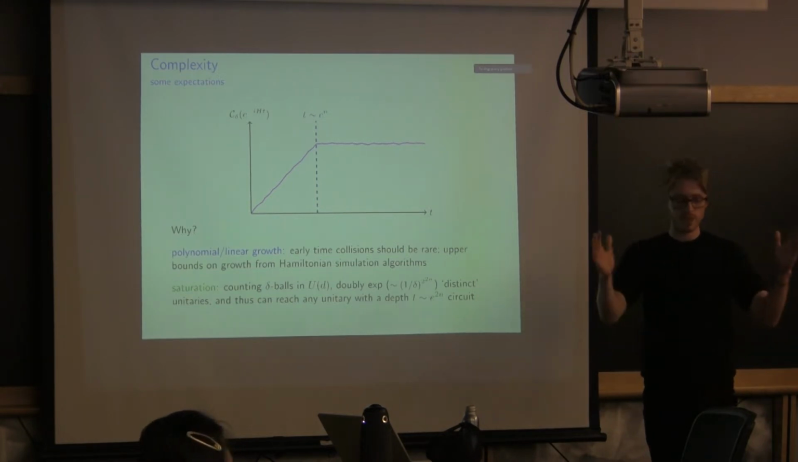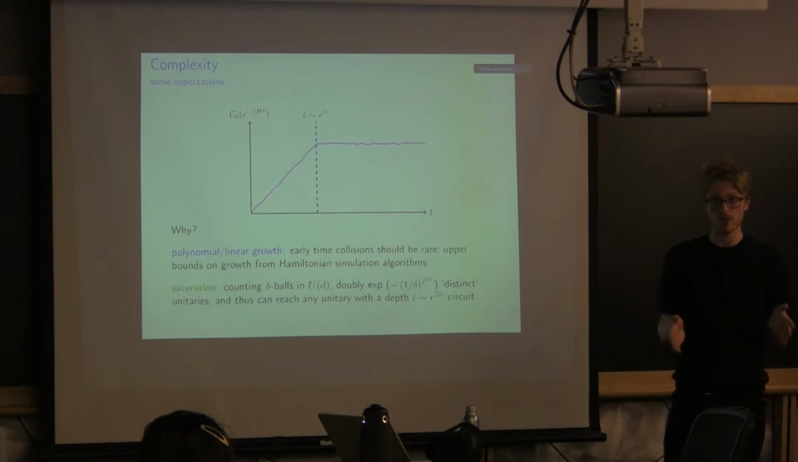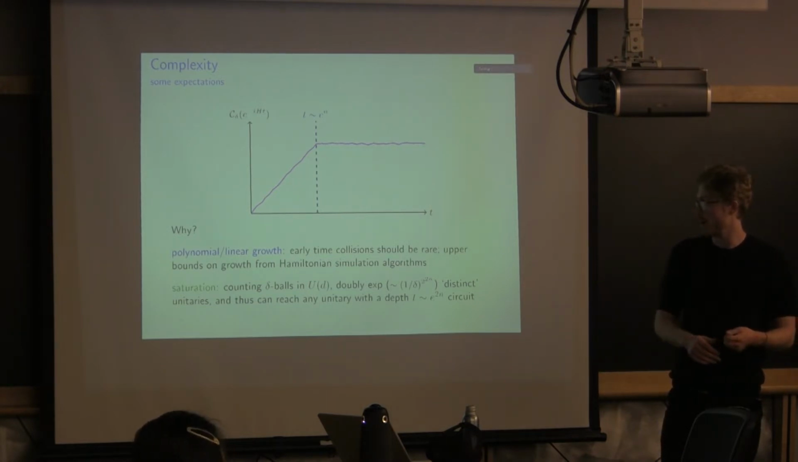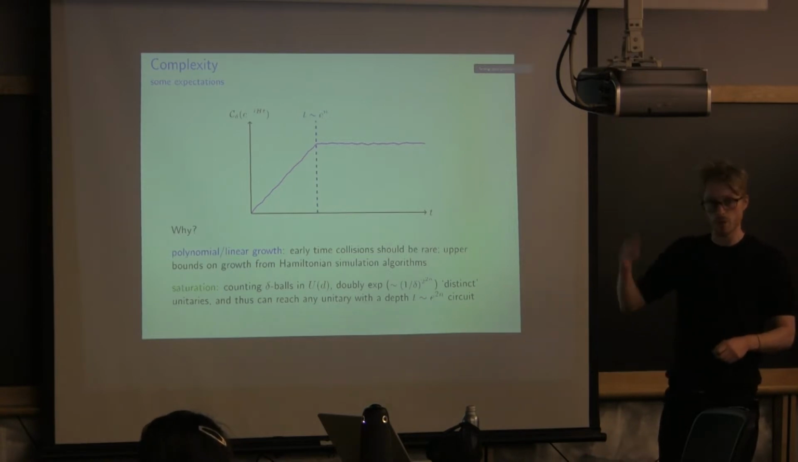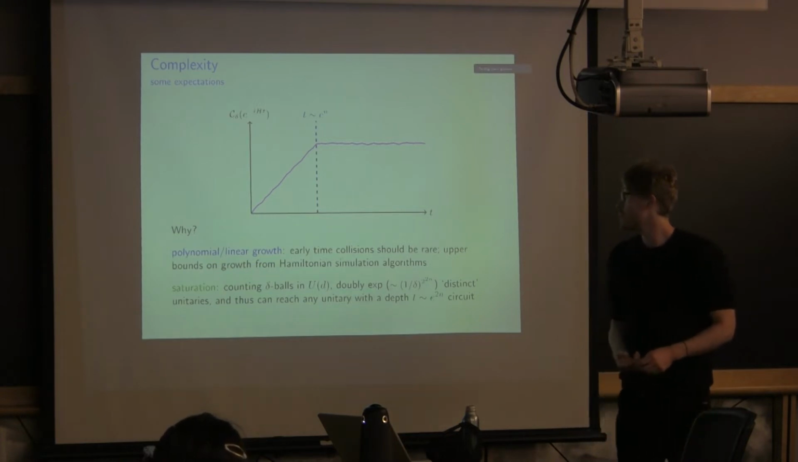So the idea is you just take your e to the iHt, you trotterize it, and then you decompose those trotterized steps using Solovay-Kitaev into your local gate set, and that gives you some circuit which implements your unitary evolution. And basically known simulation algorithms scale polynomially or possibly linearly with time. So you can just view that as an upper bound of what you expect. Good, so that's why you expect some growth regime.